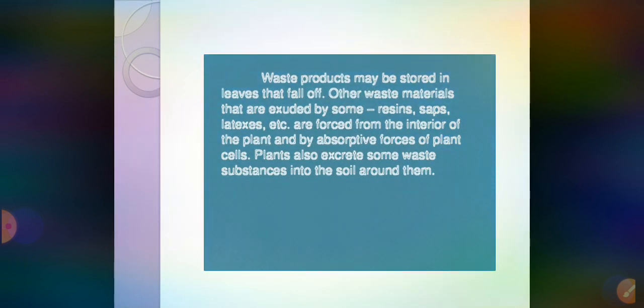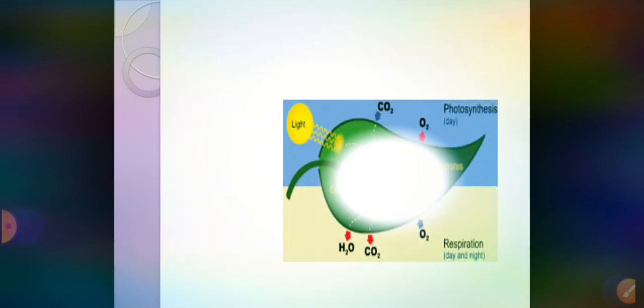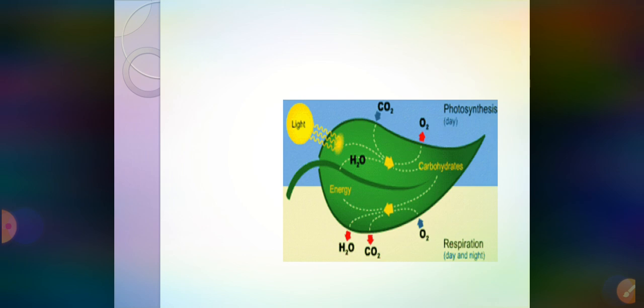Well, next one. The waste products may be stored in leaves that fall off. Other waste materials, like resins, saps and latex, are exuded by some plants, forced from the interior of the plant and by absorptive forces of the plant cells. Plants also excrete some waste substances into the soil around them. So they also send out the waste materials from the plant body. Okay, let's go to the next thing.